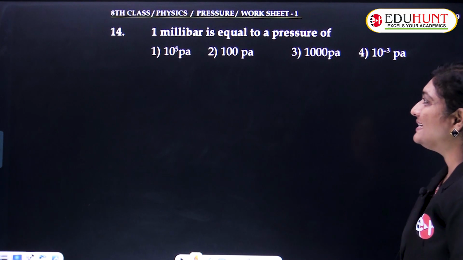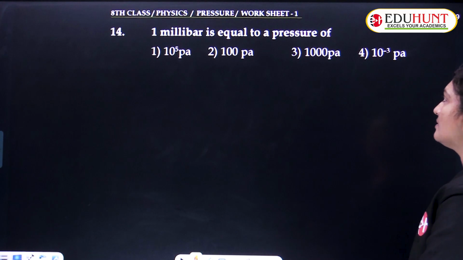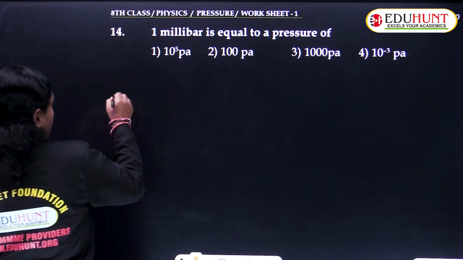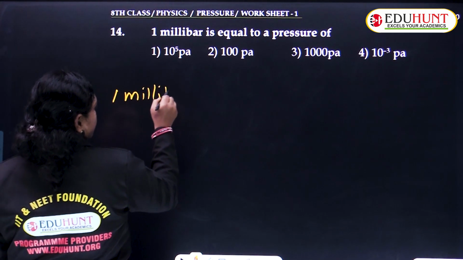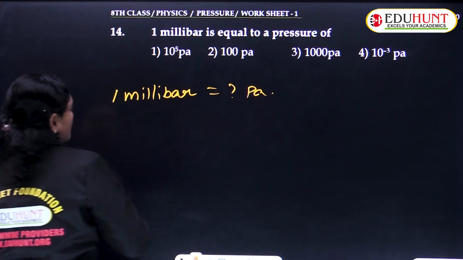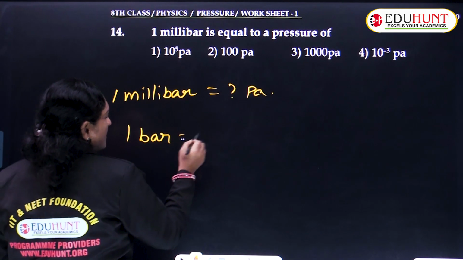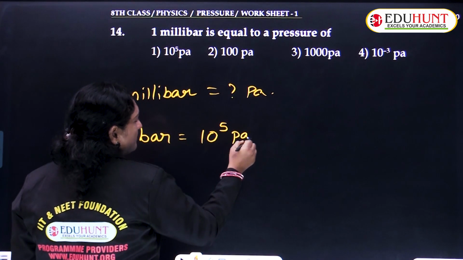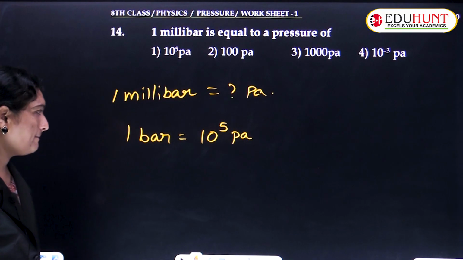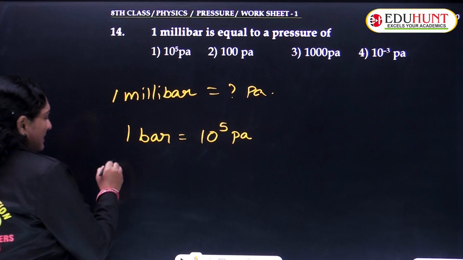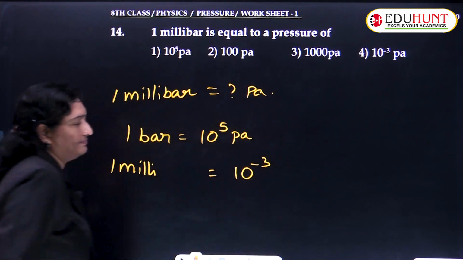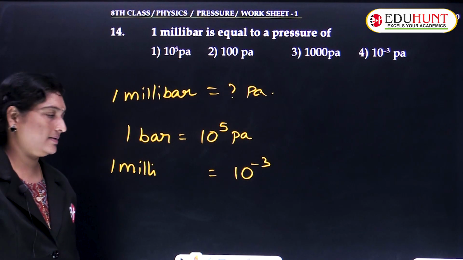So, 14th question, children. 1 millibar is equal to a pressure of. What was asked is, 1 millibar is how many pascals? First of all, we know that 1 bar is equal to 10 power 5 pascals, children. Say yes or no? As we know, 1 bar is equal to 10 power 5 pascal. Now milli. Milli means how many? Milli means 10 power minus 3.